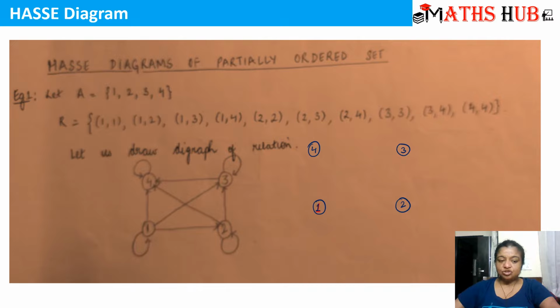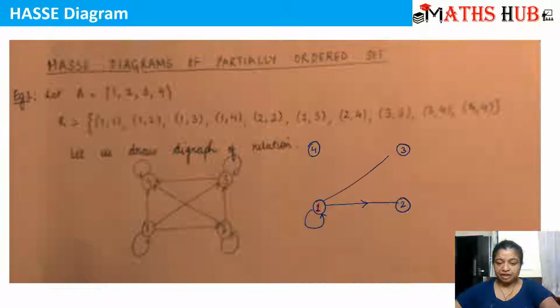So now let's join them as the relation is given to us. So the first relation is 1,1. So 1,1 means that we have to join 1 with 1. So it's a self loop. Next one is 1,2. So that means 1 connects 2, and we will put an arrow marking that 1 is related to 2. 1 relates 3, so we will join 1 with 3. Then we have 1 relates 4, so we will join 1 with 4.